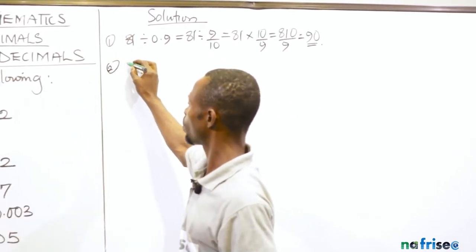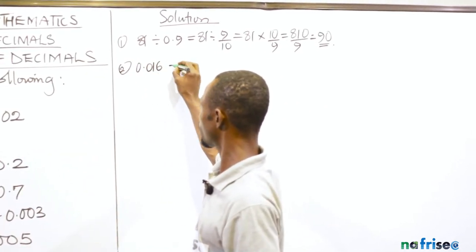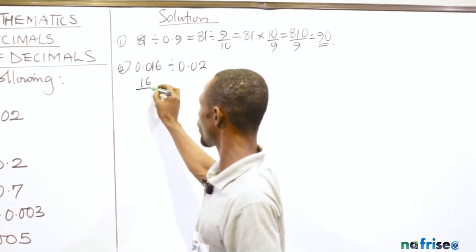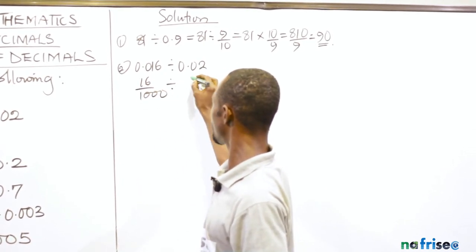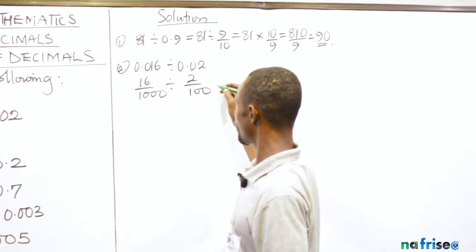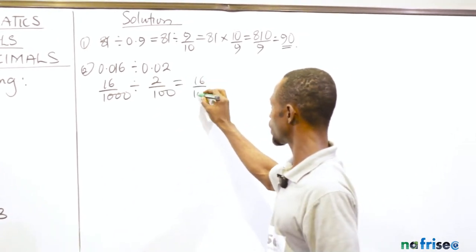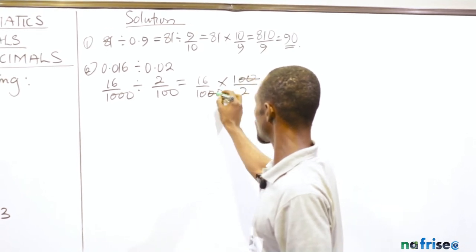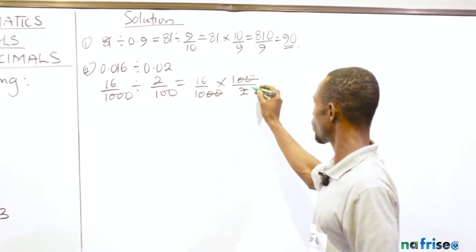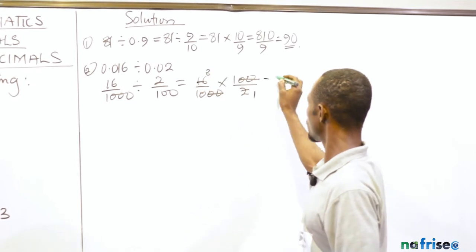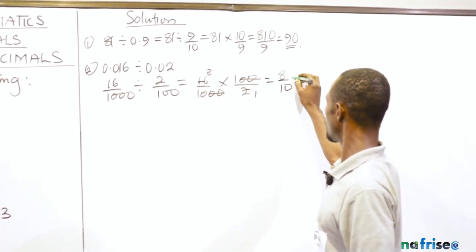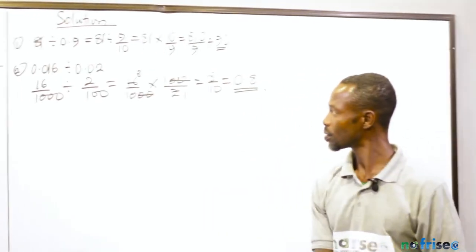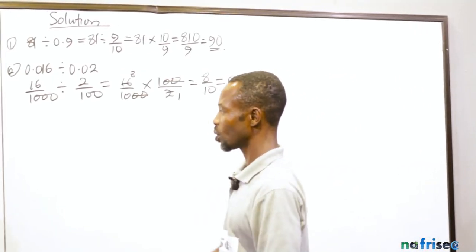Now look at number 2. It's still the same thing. We have 0.016 divided by 0.02. So now, fraction it. This is 16 over 1000 divided by 2 over 100. Remember, this will give me 16 over 1000 times 100 over 2. 2 zeros, we take out 2 zeros. So 2 here 1, 2 here will give me 8. This will equal 8 over 10. And you know that 8 over 10 is still the same as 0.8. Straightforward. Just change all the decimals to fractions. You will enjoy writing it.